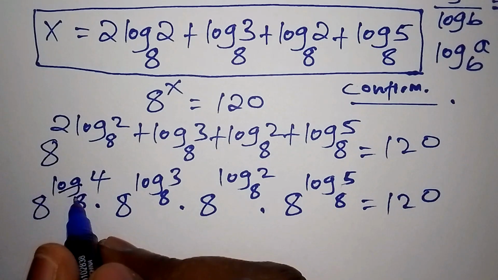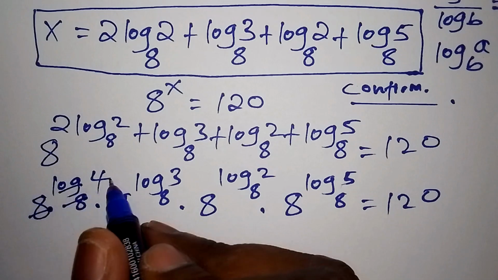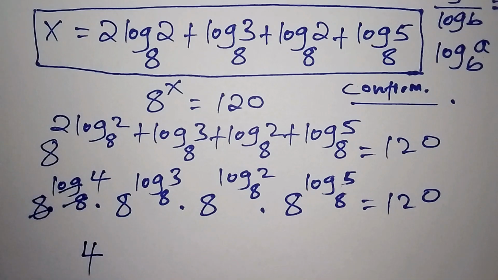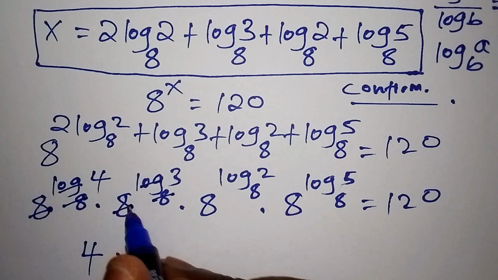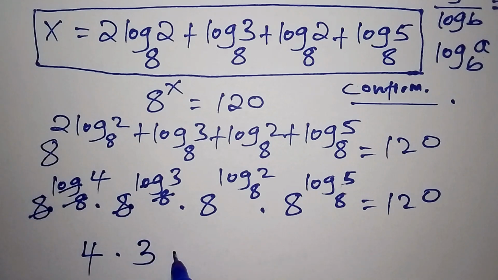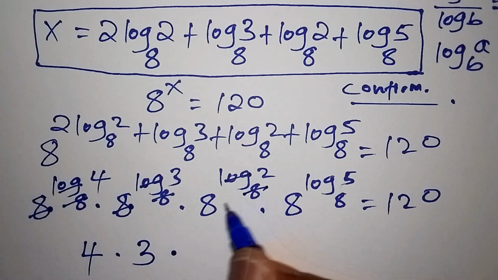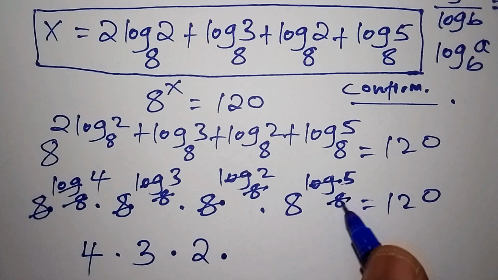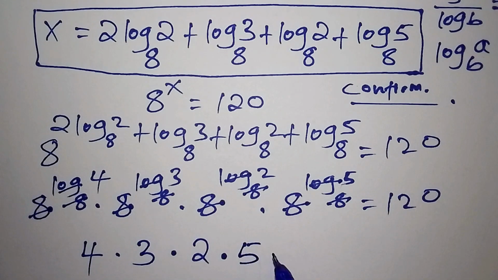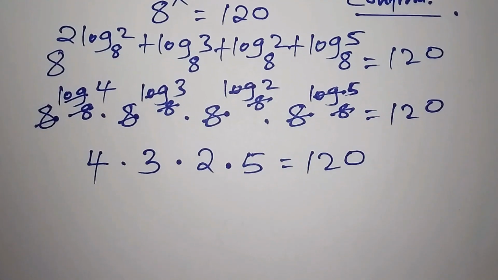So let's now work it out very fast. The log to the base of 8 cancels this 8, so it remains with 4. Now we shall have 4 multiplied by the log to the base of 8 cancelling this 8, so we have 3, multiplied by the log to the base of 8 cancelling this 8, so we have 2, multiplied by 5, is equal to 120.